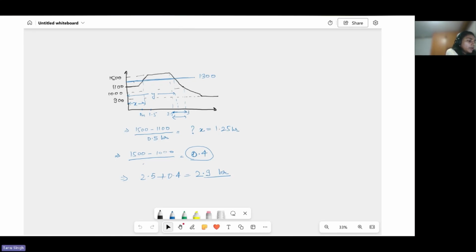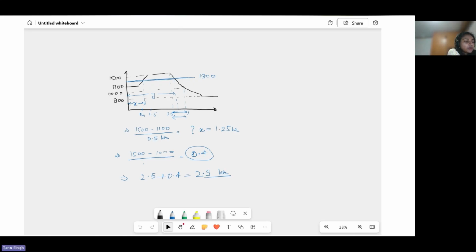So again, when we solve it, 1500 minus 1000 upon whatever is the duration that has been given here till here, and then what is the change that has been happening here. We just write the time difference between here. We'll get some value, then we will add that value.